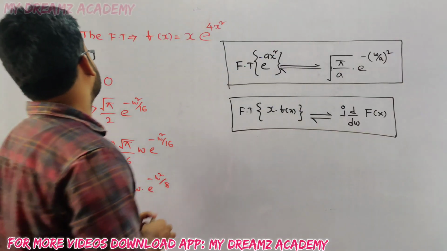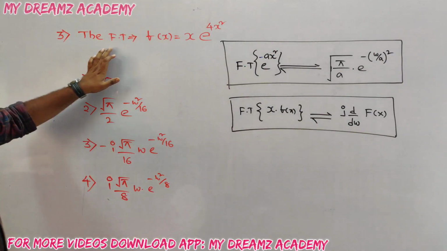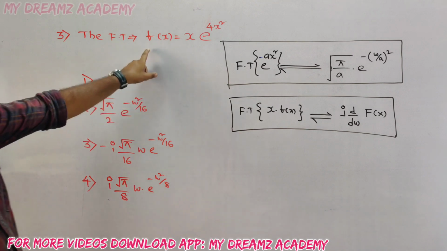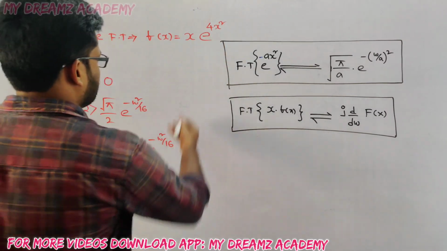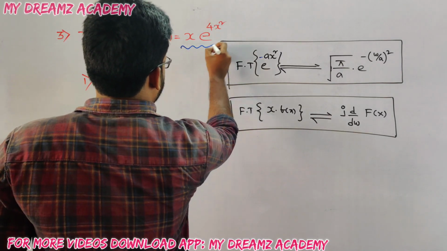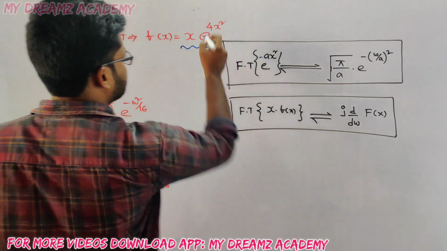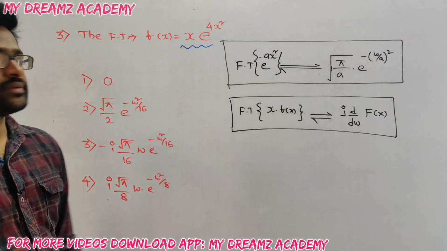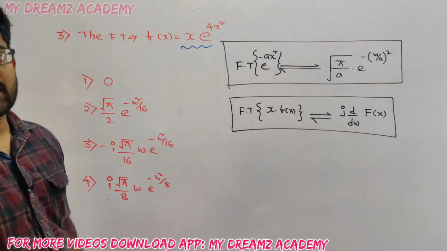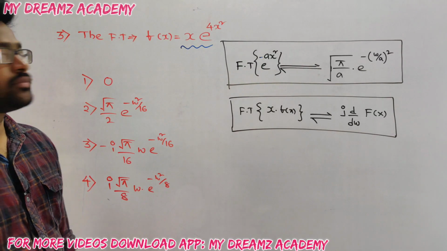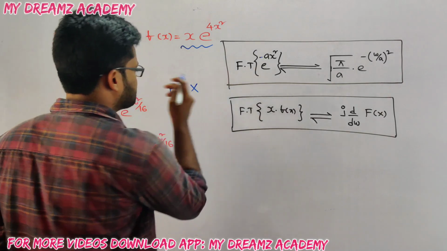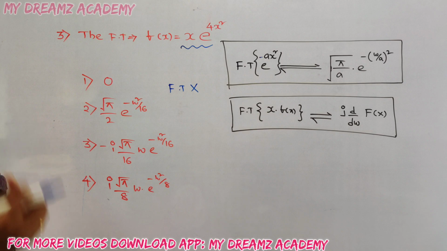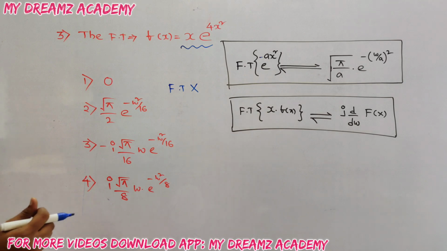Third question is from Fourier transform. f(x) is equal to x e to the power of 4x square. Observe this function, that is x e to the power of plus 4x square. This function is an unbounded function. So the Fourier transform does not exist for this one.